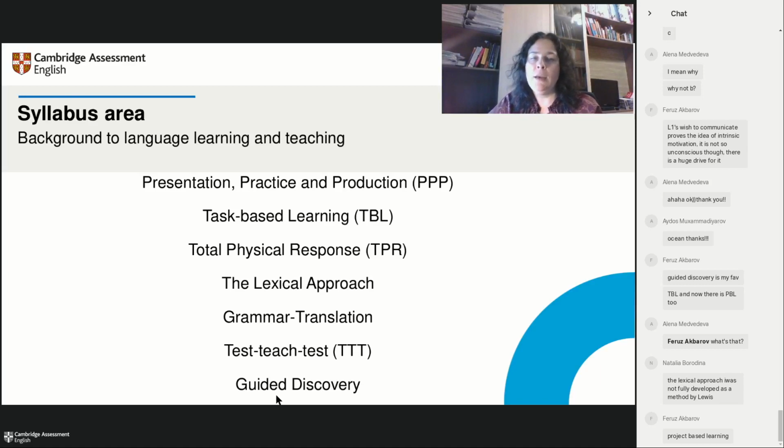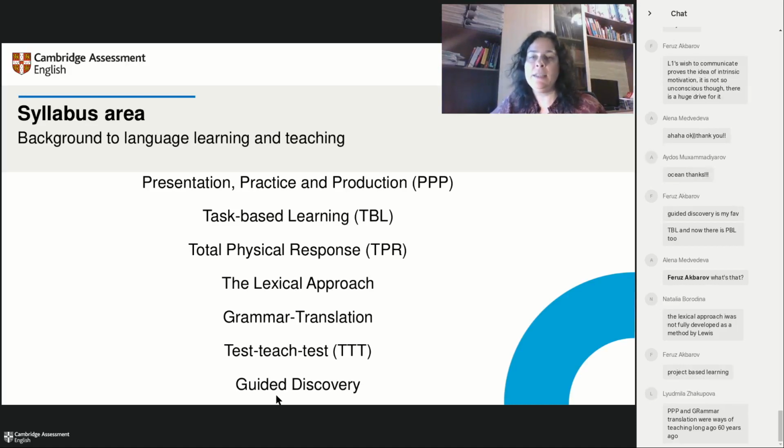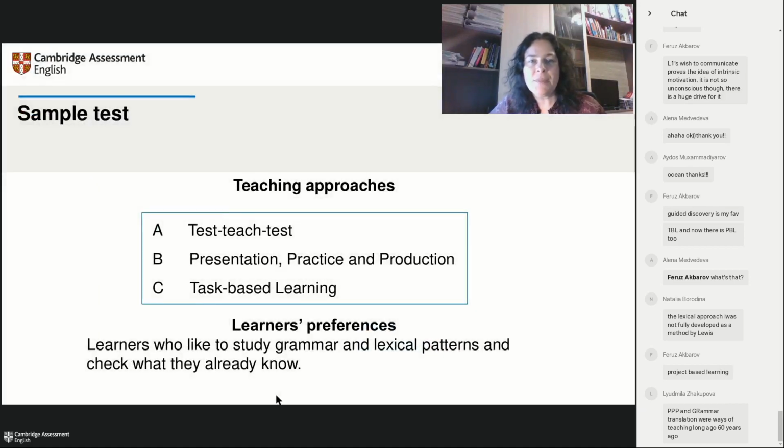Project-based learning hasn't been covered in TKT yet, but it's similar to task-based learning. The idea is still the same, to give a task with a communicative focus so that students collaborate and they feel the need to use the language. I need to speed up. So here is a sample test highlighting different approaches and the situation. Have a look at the situation and identify the approach that might be the most relevant.